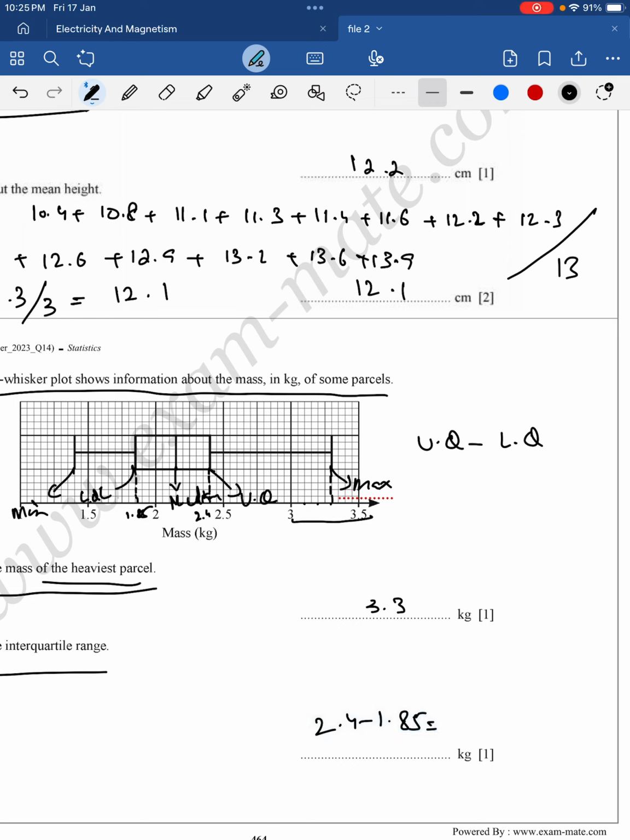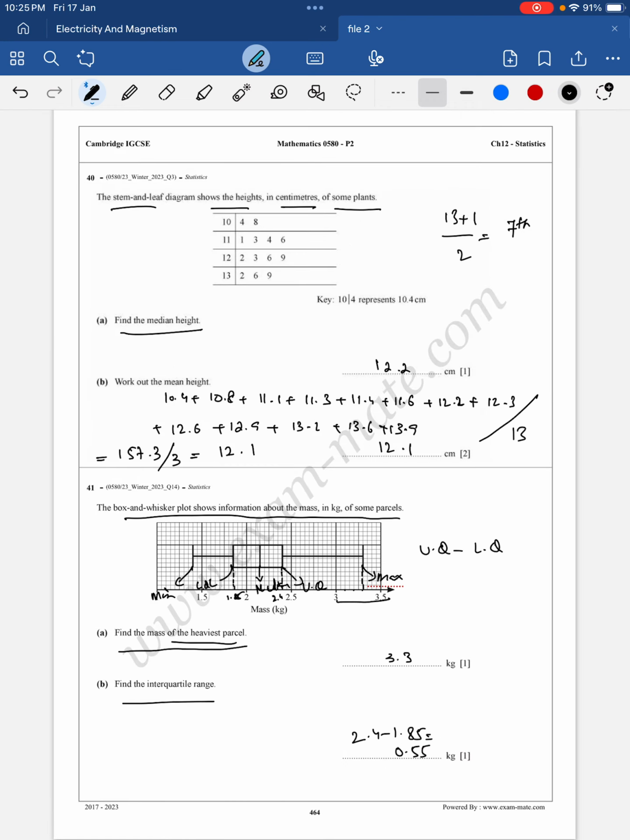So you'll be using the calculator. 2.4 minus 1.85. This is 0.55. This is the interquartile range. I hope that's understood to all of you.